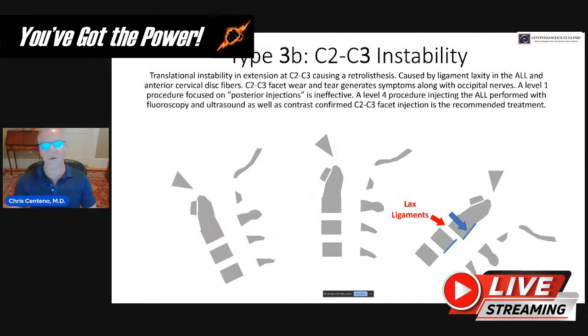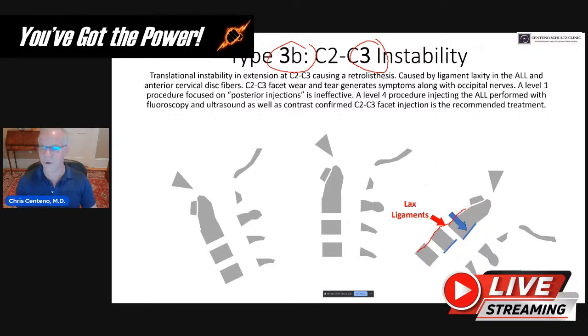But you now go the other way. Now we're talking about 3B. So the problem now is an extension. Remember, all the A's are in flexion, all the B's are in extension. Now relaxed ligaments are in the front. This is the anterior longitudinal ligament here. So now you need what I call a type 4 injection.